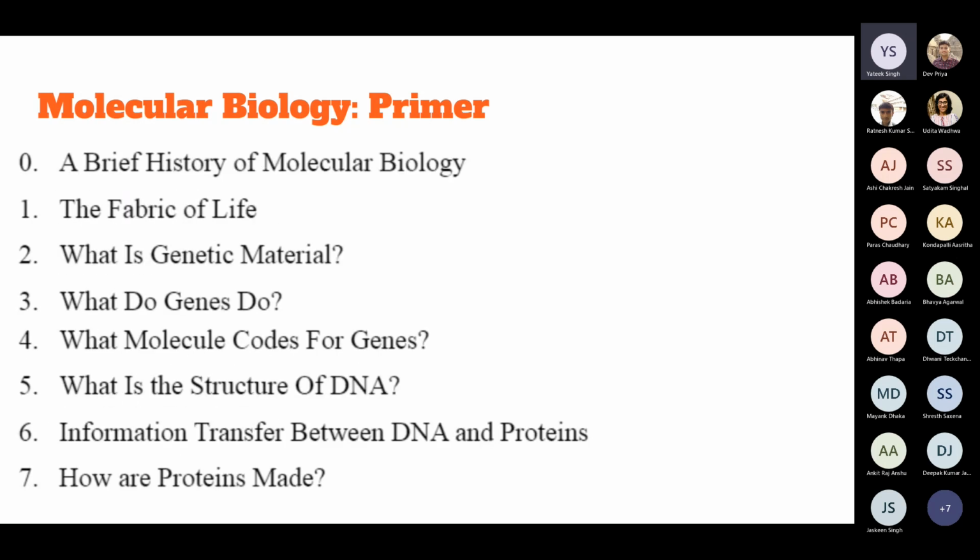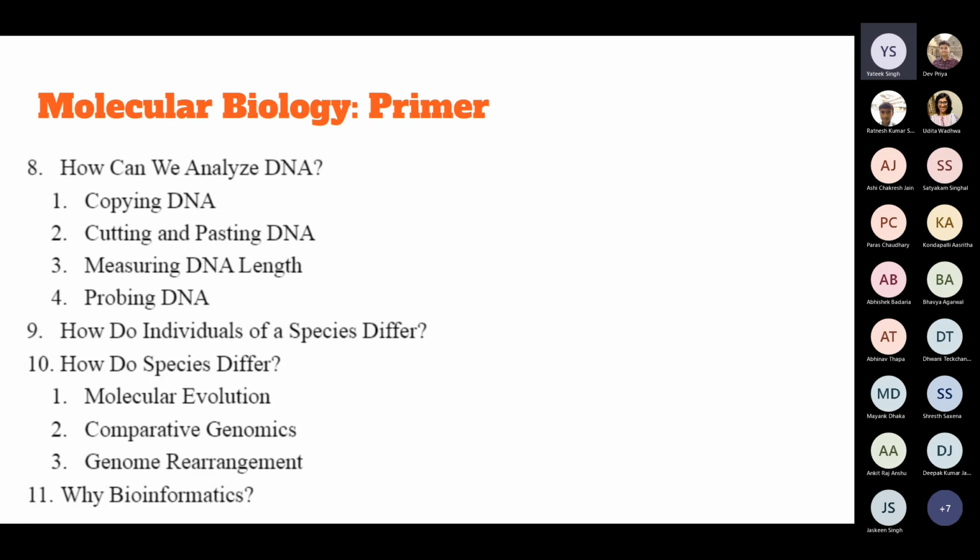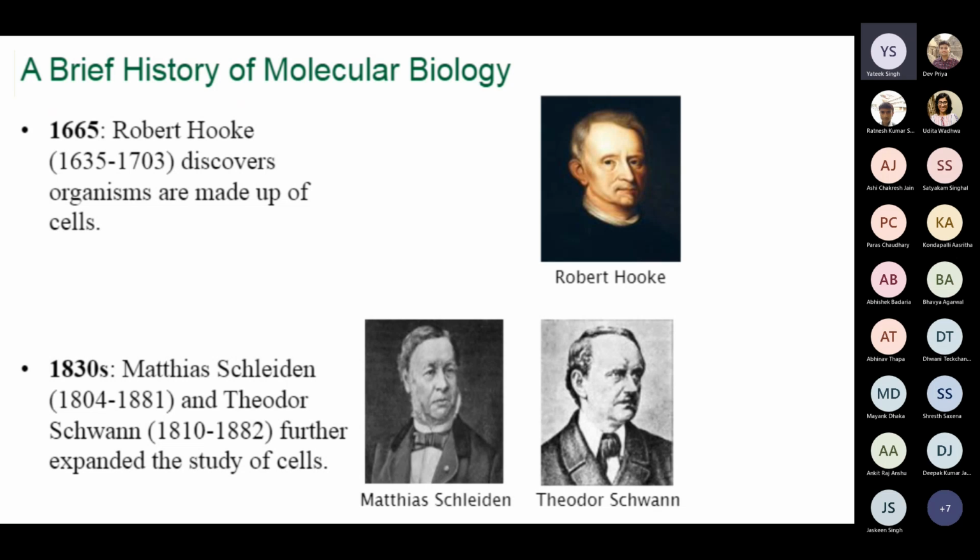Okay, so I'm going to talk about a brief history of molecular biology, the fabric of life, which is basically DNA, right? What is the genetic material, what genes do, what kind of molecules code for genes, then the structure of DNA, how information is transferred from DNA to proteins, how proteins are made, how we analyze DNA, and then again I'm going to come to the question of why we need bioinformatics. Okay, so let's hope I can cover most of it in this lecture. Otherwise, I'll continue this on Friday. That's tomorrow.